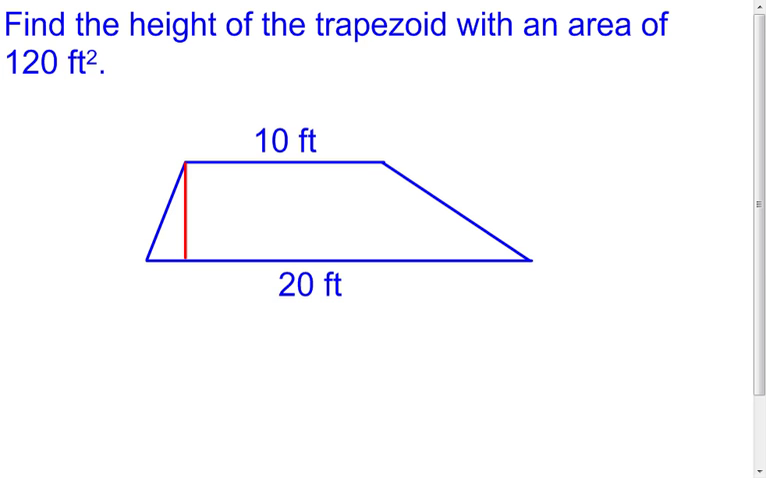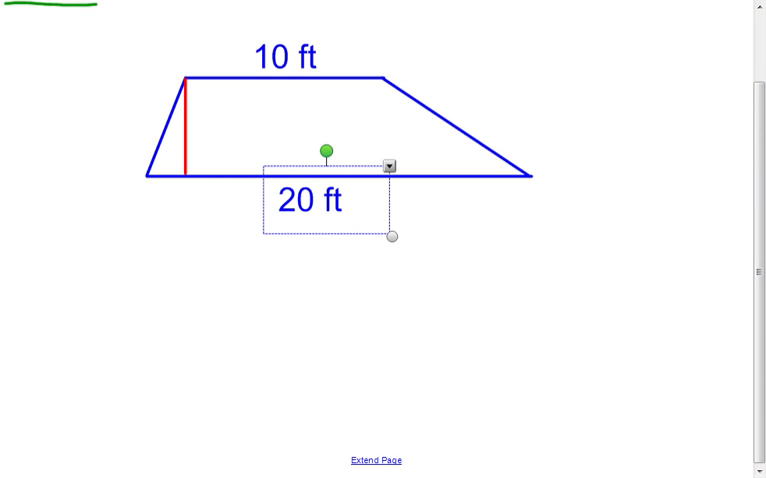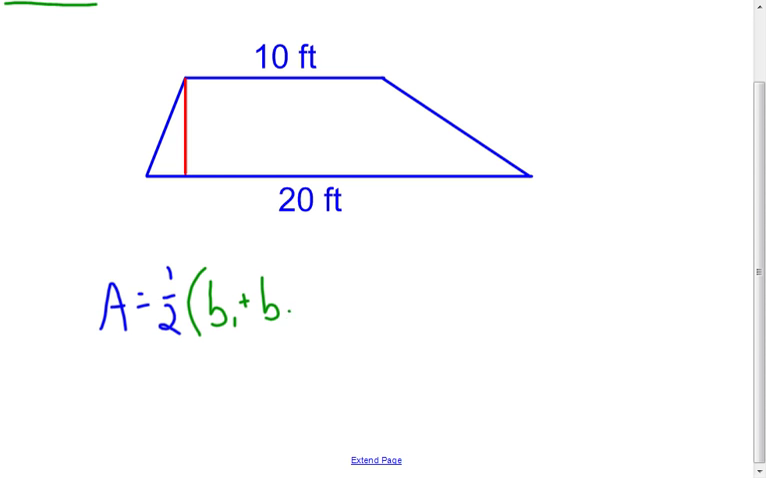Now my next one is going to deal with a trapezoid. And now notice in this one, it wants us to calculate or find the height of the trapezoid. And notice it gives us the area. We have an area of 120 square feet, and we know the length of these two bases. Well, I think back to the area of a trapezoid is equal to 1/2 times the quantity of base 1 plus base 2 times the height. Remembering my formula, now I think about this, and all I have to do is plug in what I know.